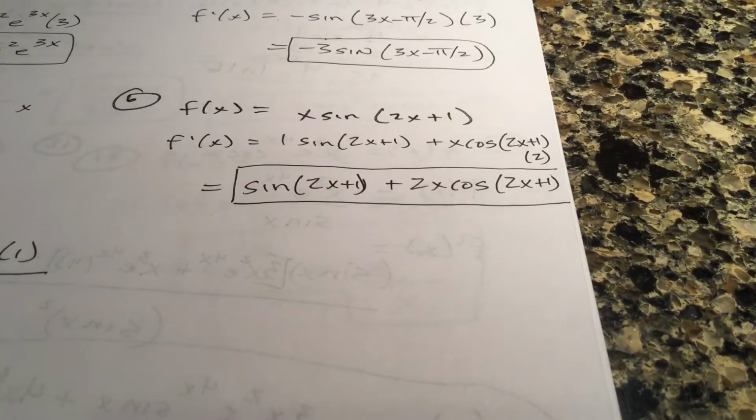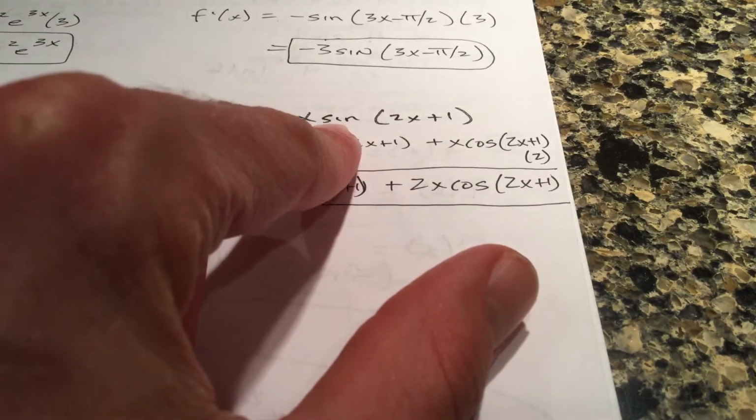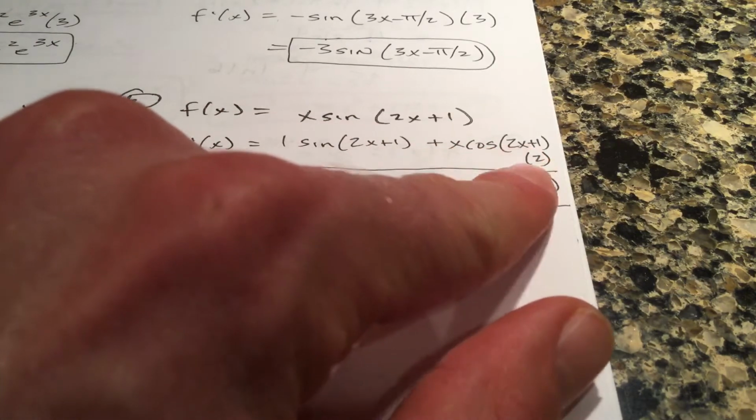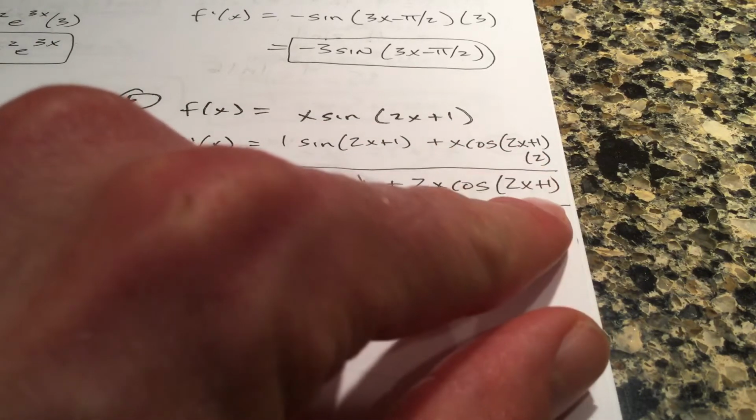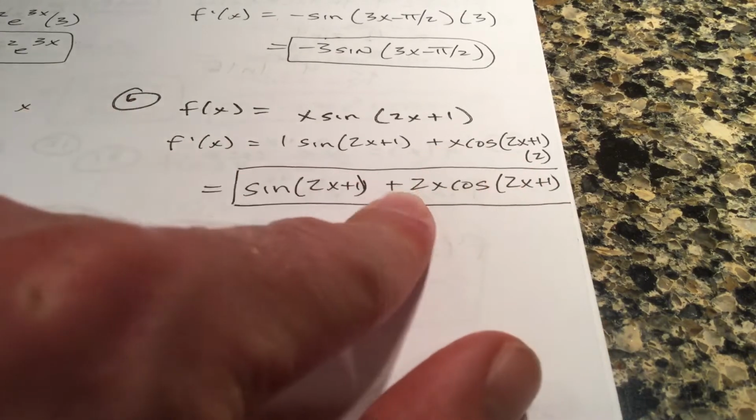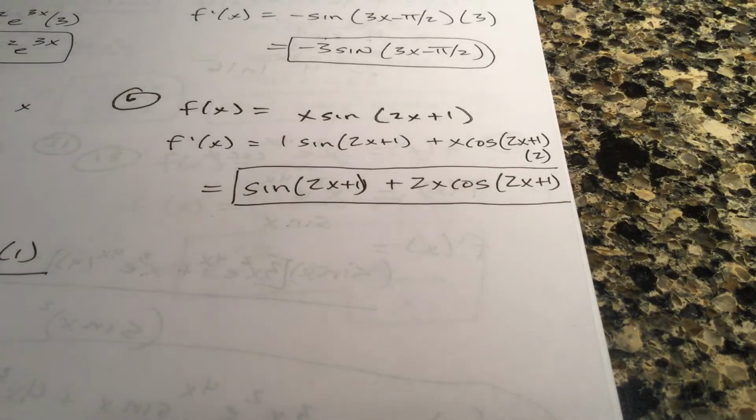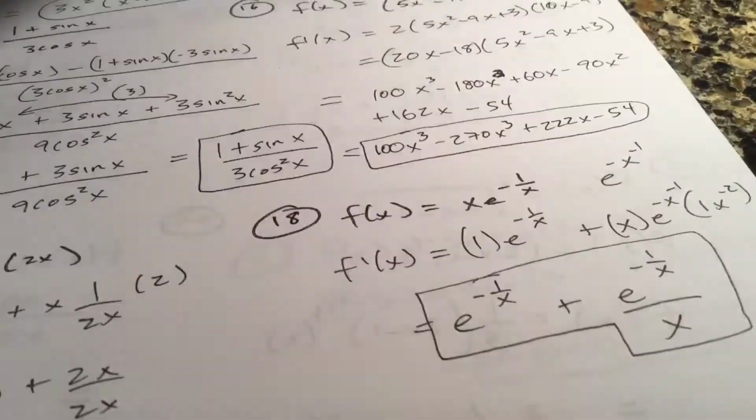Product rule, derivative of the first times the second plus the first times derivative of the second. When you take the derivative of this, it's derivative of sine u, which is cosine u, times the derivative of that u. All right, so that'd be 2x cosine 2x plus 1. That was why we got that out there.